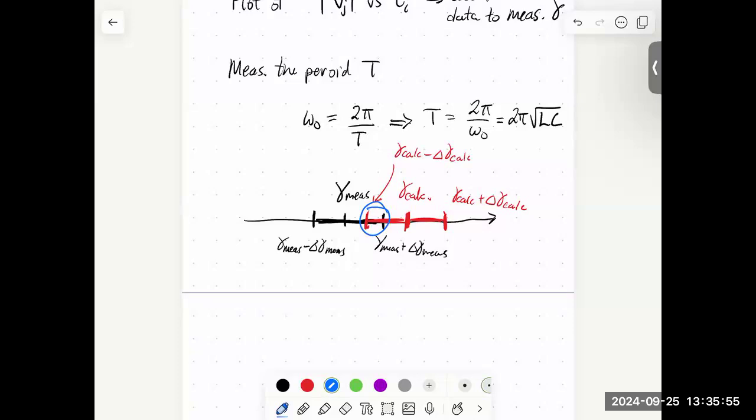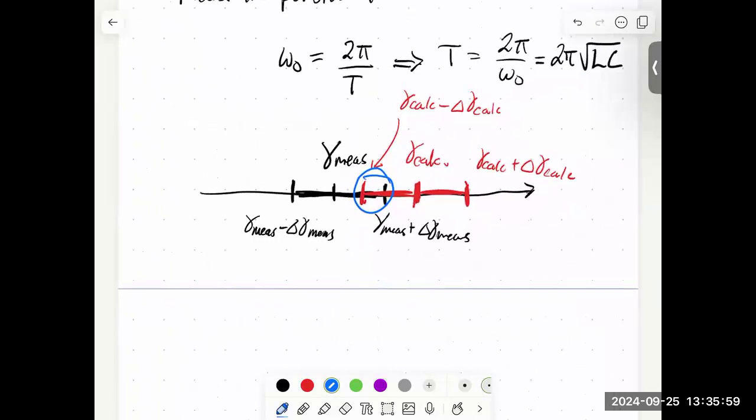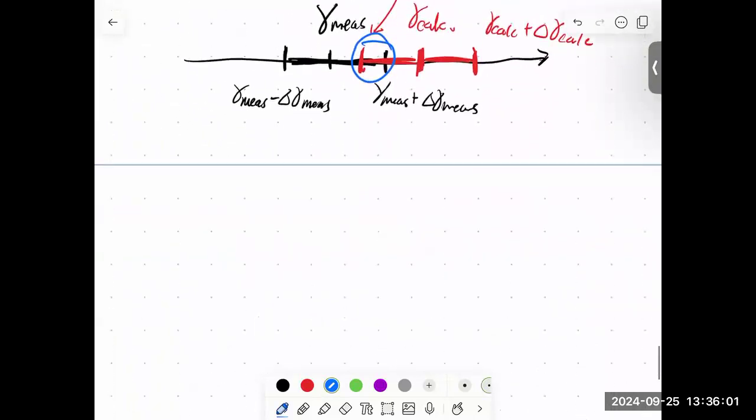Yeah. Is there a minimum threshold for the small resistor? We're going to use a small resistor for the lab, right? Yeah, it actually won't be that small. It turns out that gamma, which is R over L, has to be small compared to the omega naught.